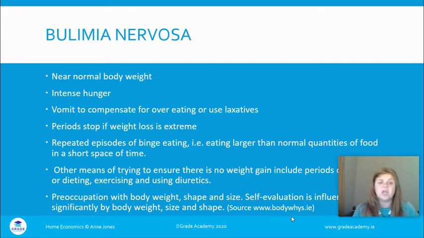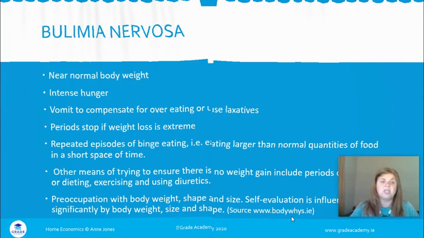The periods can stop if the weight loss is extreme. They binge eat, so they eat larger than normal quantities of food in a very short space of time. And then there's a guilt complex with that, where then they end up vomiting or using laxatives. Other means of trying to ensure there's no weight gain include periods of starvation or dieting, exercising, and using diuretics. They again have a preoccupation with their body weight, size, and shape.